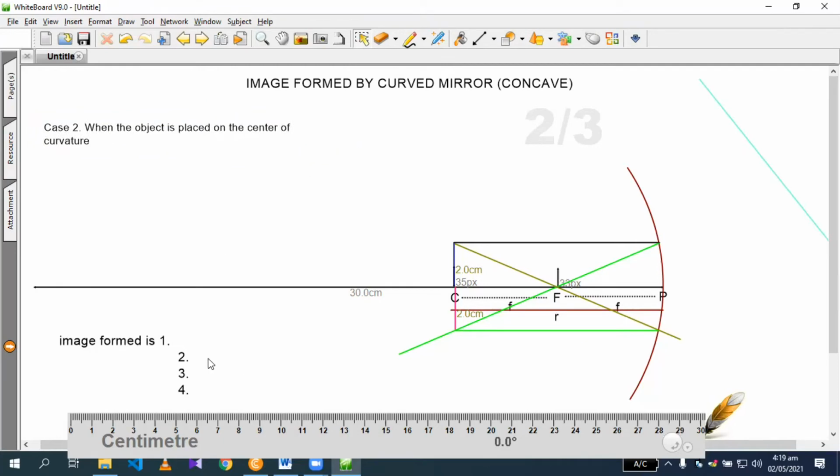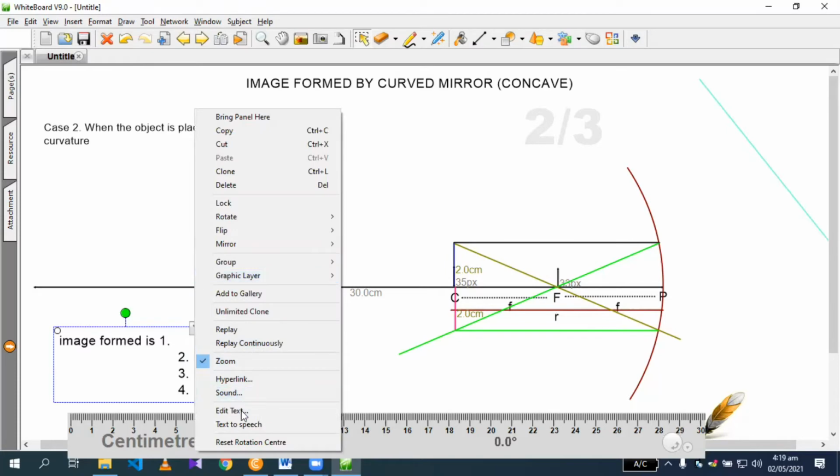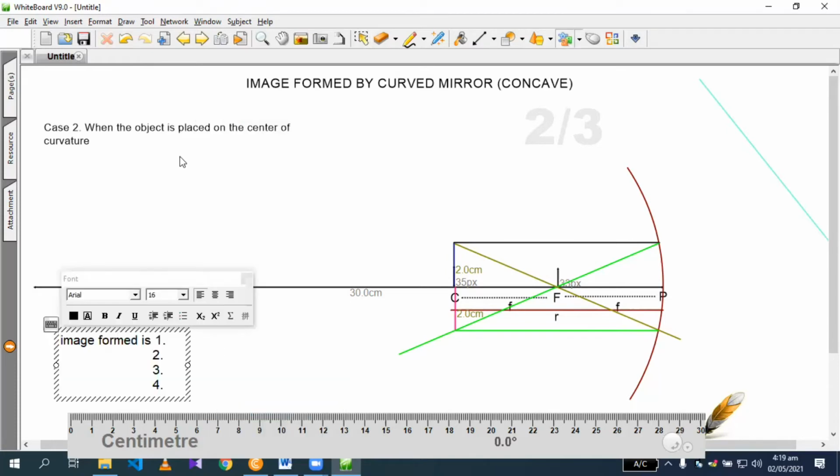And you see, I can categorically say this: for an object placed on the center of curvature, the image formed will be what? The first thing is that the image is same size as the object. The image formed is same size as the object.